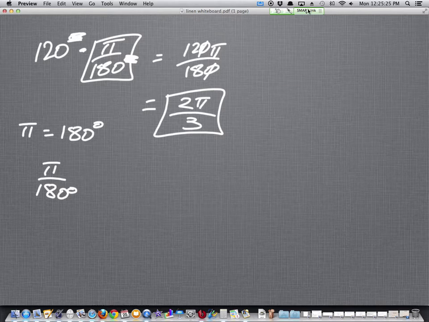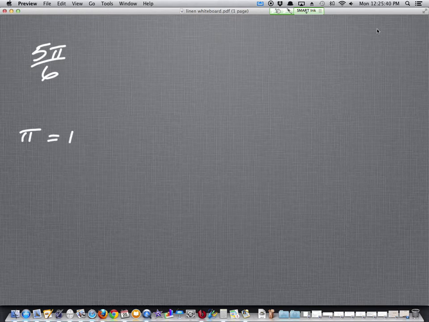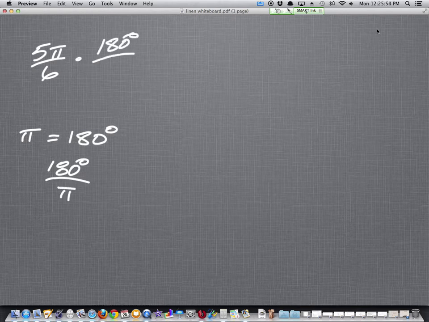Alright, let's go the other direction. This time we have 5 pi over 6, and we want to go from radians to degrees. We want to know how much this is if I measured it in degrees. Again, we're back to pi equals 180, but this time what do I want in the bottom? I want pi in the bottom. So that means my conversion factor is going to be 180 over pi. So times 180 over pi.